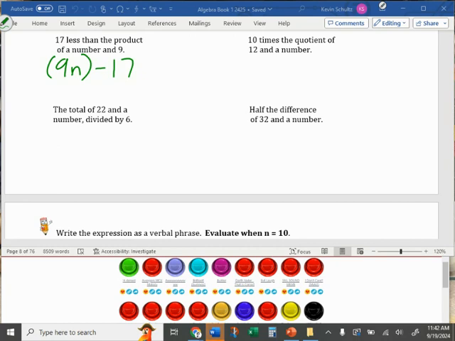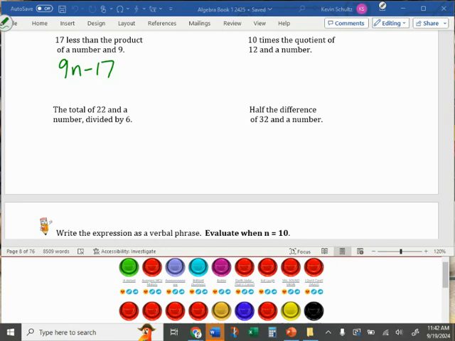Is that correct? Yes. Is there another way to write it that's a little bit less work, because we all like that? Will? You don't need the parentheses. Yeah, we don't need the parentheses, because without the parentheses, just 9n minus 17, we have to do the multiplication first anyway, before we would subtract 17. If you put them, it's not wrong, okay? But they are not necessary in that case.